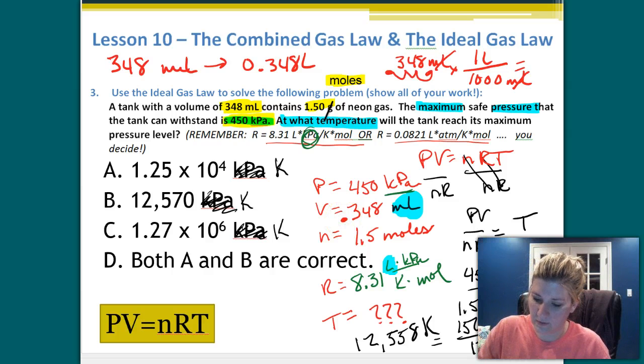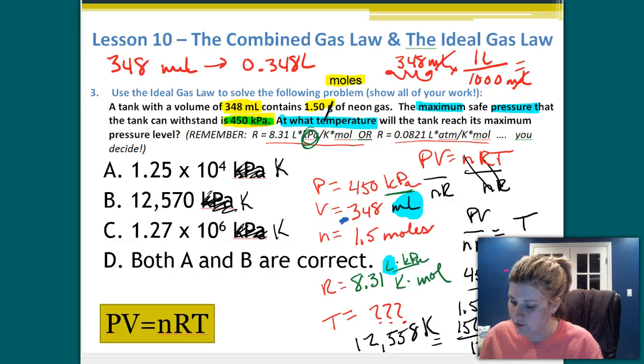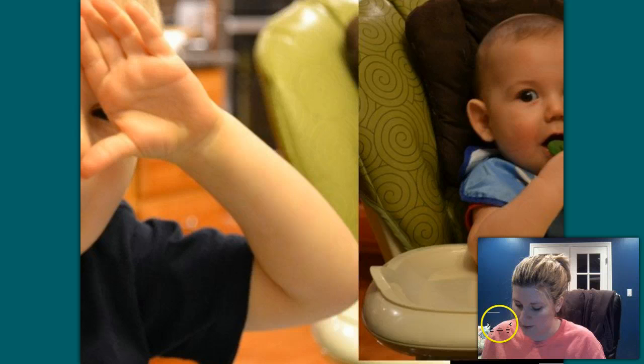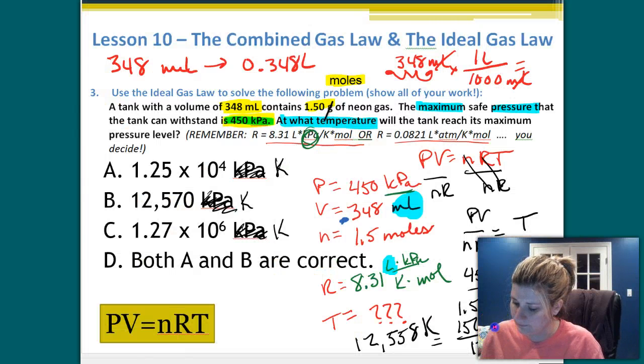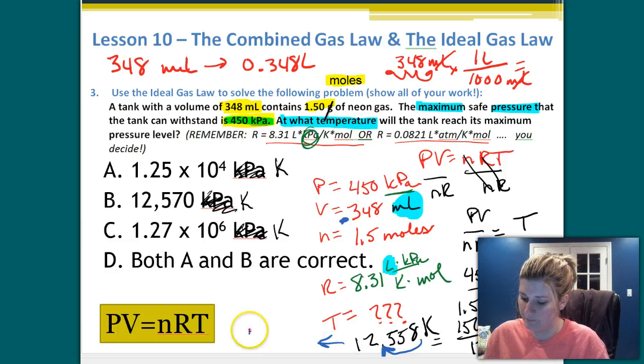So let me use a different color. How about blue for a decimal? And so in here we could do the calculation all over again, or we could just move the decimal place for our answer over 3 places, because we moved it 3 places from initially. So now the number seems kind of small. 12.56 Kelvin.